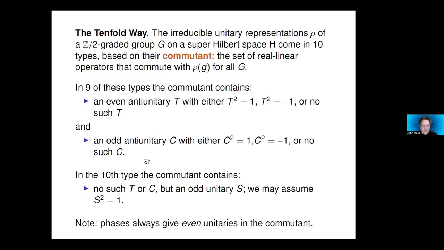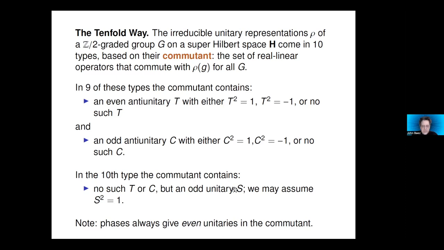And there may be an odd anti-unitary that commutes with all these rho sub g's, and it could square to 1 or negative 1. Or it might not exist. So we get 9 options from considering whether we have even or odd anti-unitary operators that commute with all these rho sub g's. And then finally, there's a 10th type where there aren't either of those two, but there's an odd unitary operator that commutes with all the rho of g's.